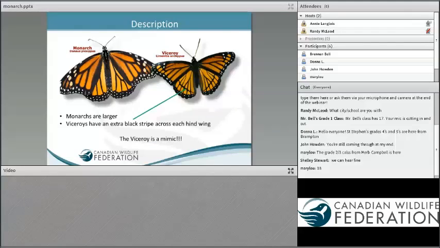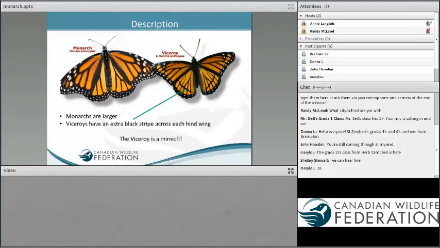So basically, here are the differences to look out for, because you might be confused if you see an orange butterfly like this, to know which one is which if you don't have the other one just next to it. Monarchs are larger, for one thing, but also if you follow the green arrow on the side here, you'll see that viceroys have a black stripe on their hind wing that monarchs do not. So that's a telltale difference between monarchs and viceroys.